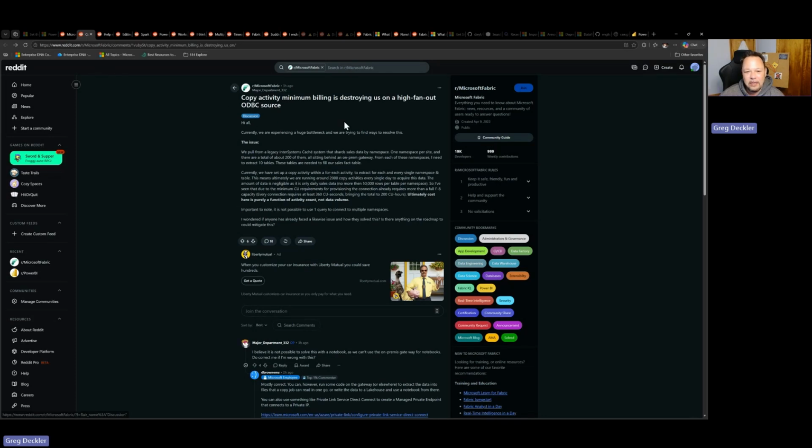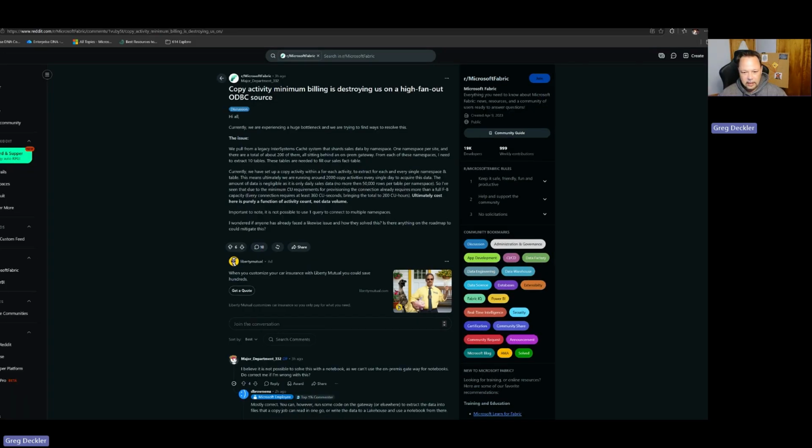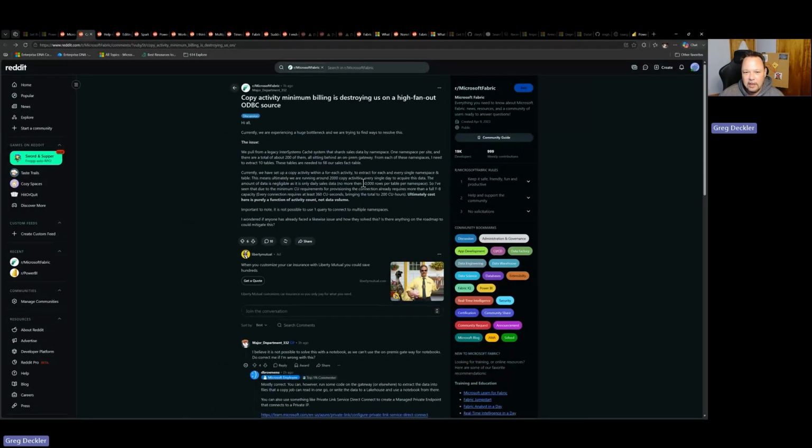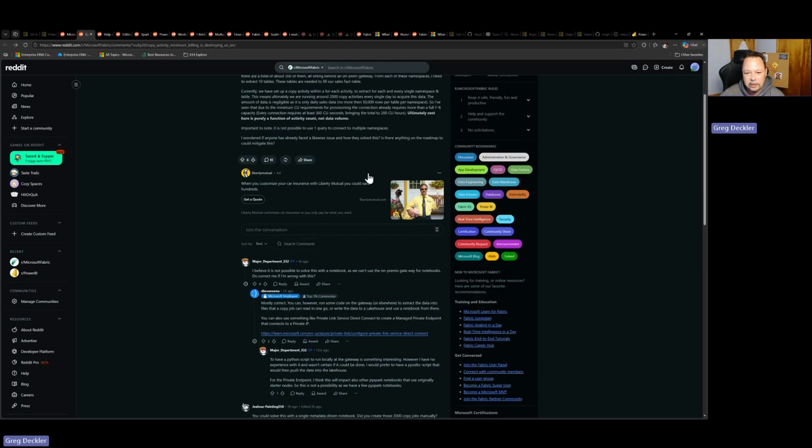Okay, so this one: copy activity minimum billing is destroying us on a high fan out ODBC source. So basically a bunch of files that they need to ingest as tables, and none of them are more than like 50,000 rows. You can see that there, 50,000 rows per table. So it's not a data issue, it's just killing them in terms of CU hours. And so the answer to this is a notebook, okay? But it's not exactly easy to implement a notebook with an ODBC driver, with the data gateway, and it doesn't seem like they've still figured this out after a long discussion here.